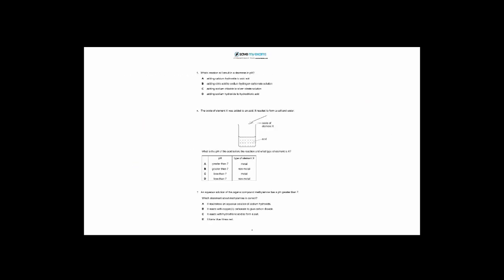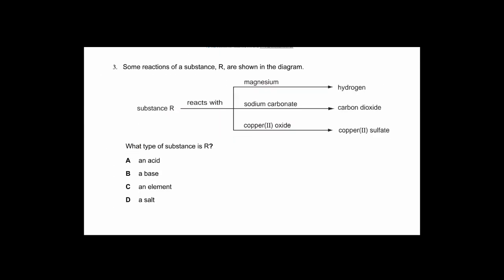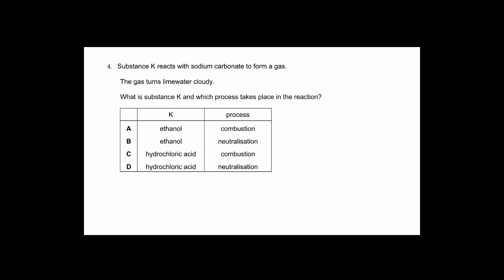We go to question number 4. Question number 4 reads: substance K reacts with sodium carbonate to form a gas. The gas is not named, but we know that it's a gas. This gas turns lime water cloudy. That's the physical property, because we are able to see. What is substance K and which process takes place in the reaction?